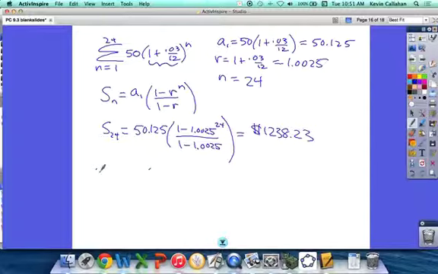Okay, well, how much money would you have put in at that time? $50 a month for 2 years? $1,200, right? So minus $1,200, how much money did you make because of this compound interest deal? $38.23.